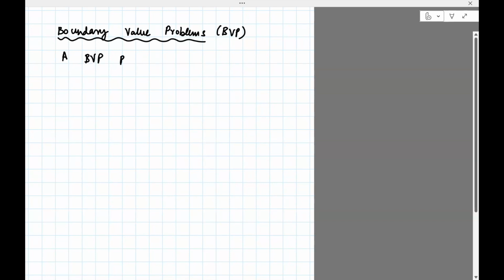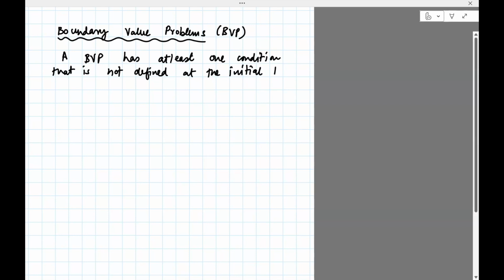A BVP has at least one condition that is not defined at the initial time, or if you assume that x is your time, which might not be the right way, but let's say it's the x initial state.